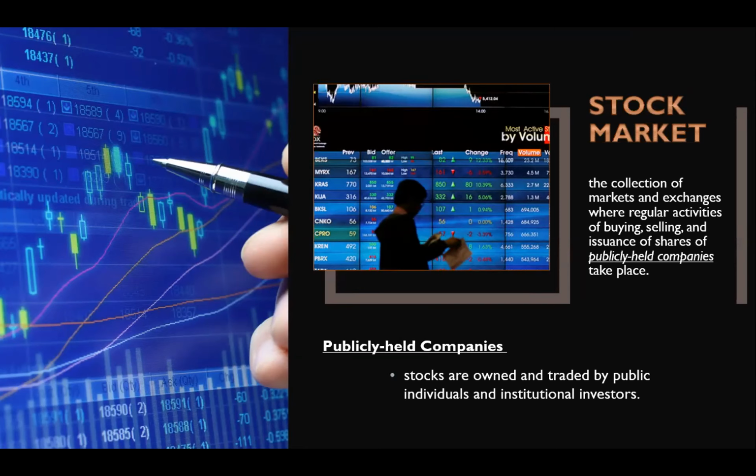And when we say publicly held companies, it refers to the stocks that are owned and traded by public individuals and institutional investors. In other words, when a company decides to sell their stocks or shares to the public, that's when they transition from a privately held company to a publicly held one. We put more emphasis on the stock market because the higher the risk, the higher the reward or return is. Hence, it gives rise to financial security. Therefore, the stock market is very essential in the scope of financial market. Now, I'll give the floor to Rhea.